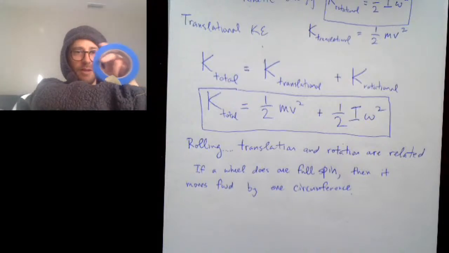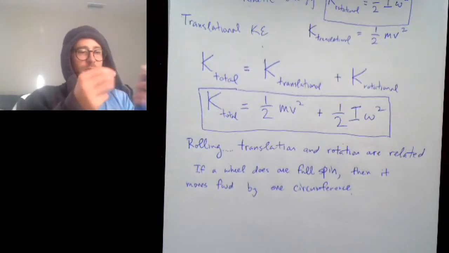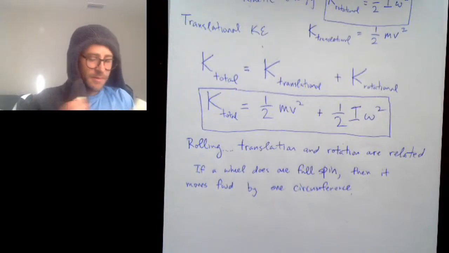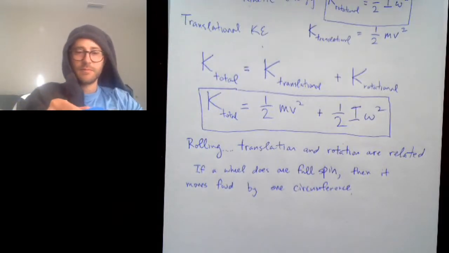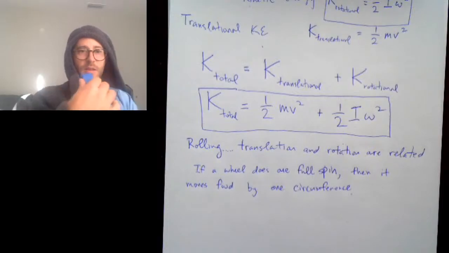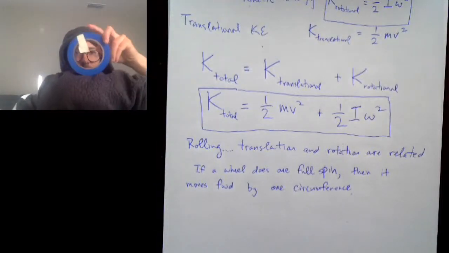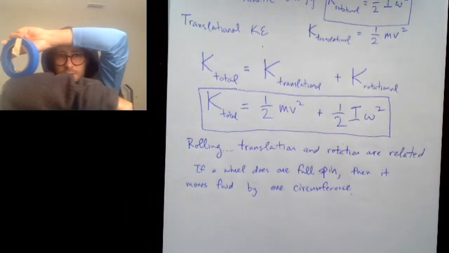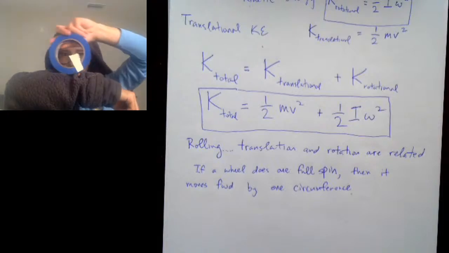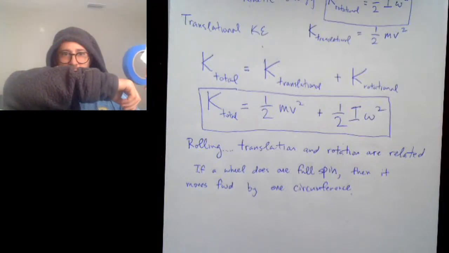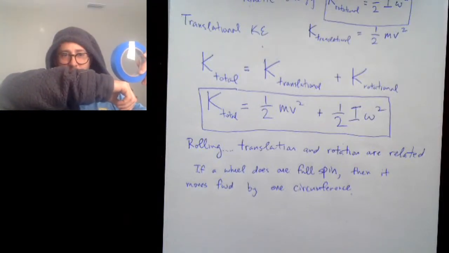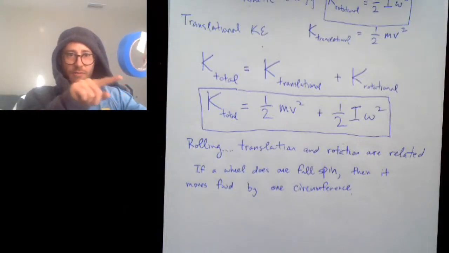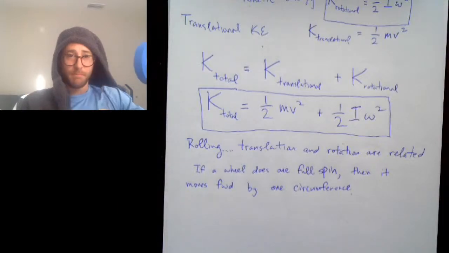Please don't come off. Gosh darn it. Hang on, let me try this again. Okay, so I roll the wheel so that it does one full rotation. See, the tape is back up at the top. Then the amount that it moved forward is the entire circumference of the wheel. Okay?